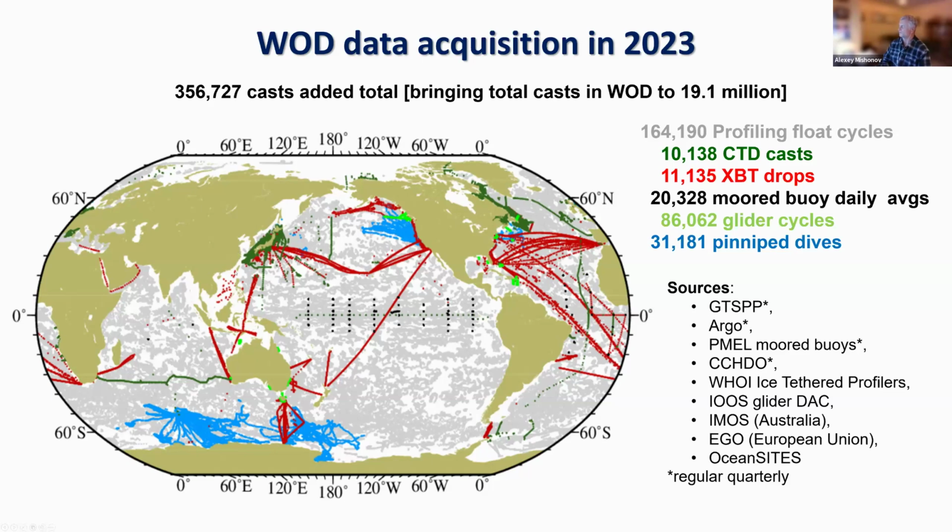And of course, CTD and the XBT lines and the buoys. All this in one year, 2023, gave us about 360,000 casts, which brings our total data holding to 19 million. We have these data sources updated regularly on a quarterly basis through the GTSPP, Argo program, moored buoys program, CCHDO office. We also have gliders from DAC, from IOS, from Australia, and from European data centers. So this is an example for only one year. You can imagine every year we have more and more, especially modern data.